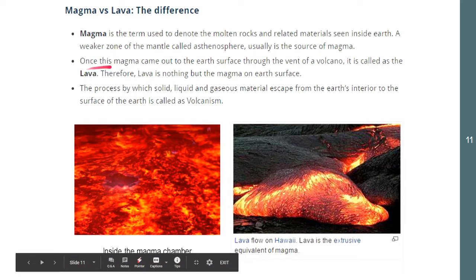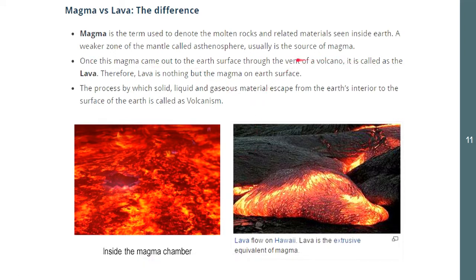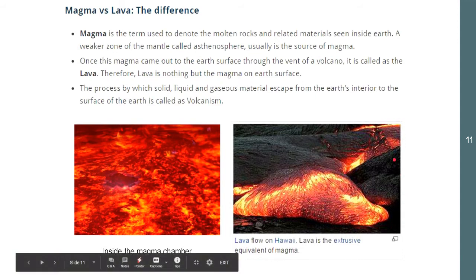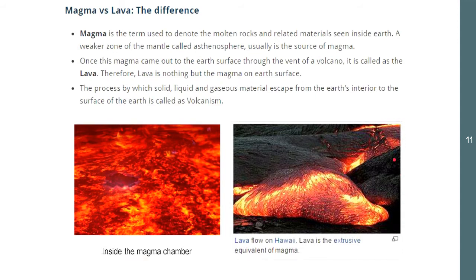However, once magma comes out of the surface through a volcanic eruption, through the vent of a volcano, or through the crust of a volcano, it's now called lava. Okay, so there's really not much difference except their location. Molten rock underneath the earth, we call it magma. Molten rock on the earth's surface, we call it lava. Okay, so this is a lava flow happening in Hawaii.